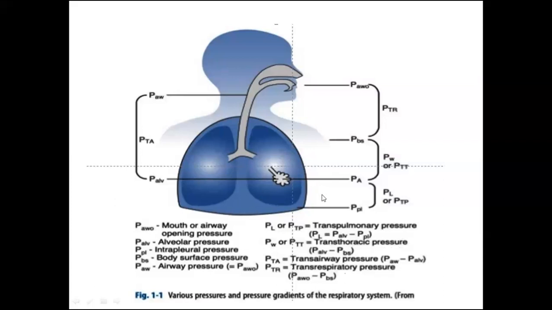It is the difference between the pressure at the body surface and the pressure of the alveoli. And the trans airway pressure is the difference between the pressure at the starting of the airways and the pressure in the alveoli. Why is this trans airway pressure important? What is it going to tell you? And what is the transpulmonary pressure's importance? These two are very important for us. What does the trans airway pressure tell you?